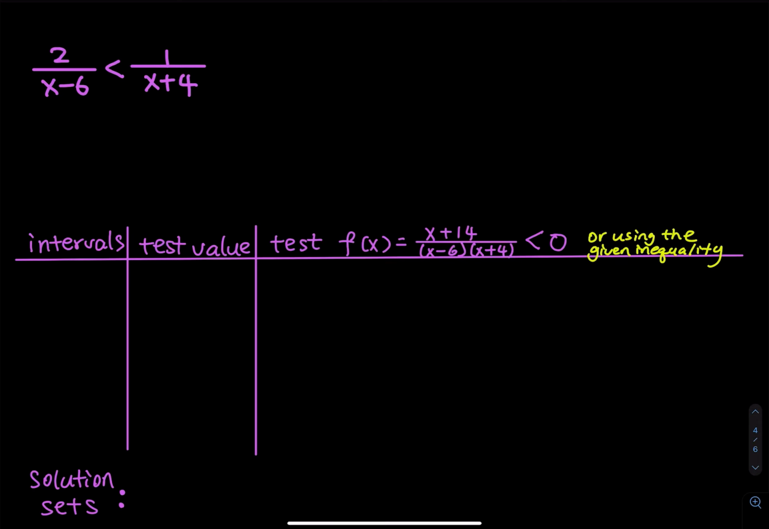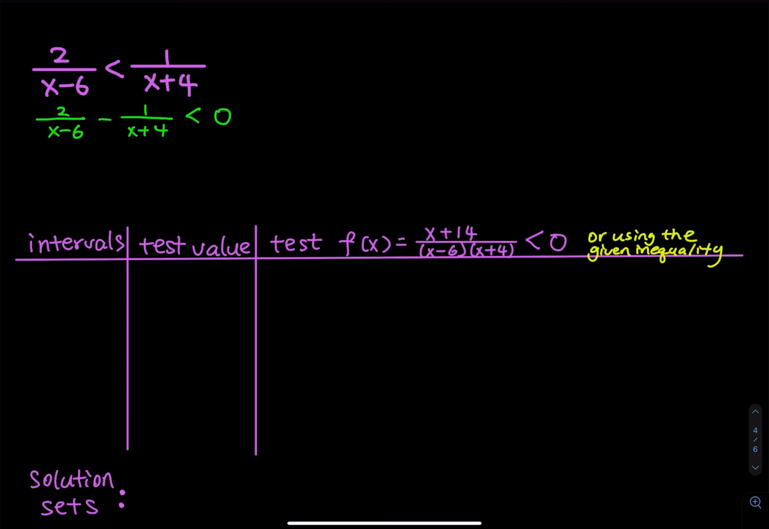This is a rational inequality. We have a rational expression 2 divided by x minus 6 less than another rational expression 1 divided by x minus 4. This is a step further than nonlinear inequality. So first of all, just like solving a nonlinear inequality, I would like to move all the fractions to one side. So that is 2 divided by x minus 6 minus 1 over x minus 4 less than 0.